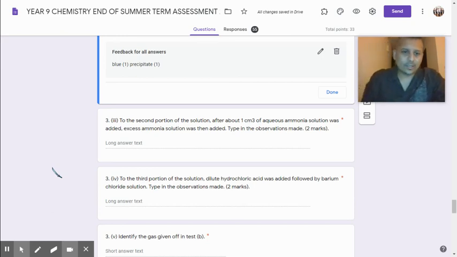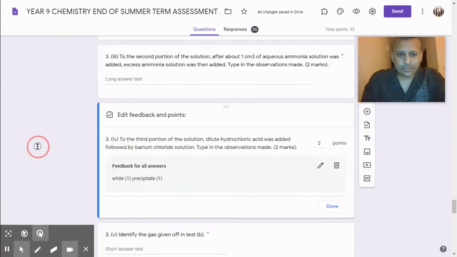And so what I was expecting when you have excess ammonia solution is that the precipitate dissolves, so you don't have any solid remaining behind. It turns a beautiful blue, royal blue, a dark blue color. That's one of the nicest colors that you have in chemistry.